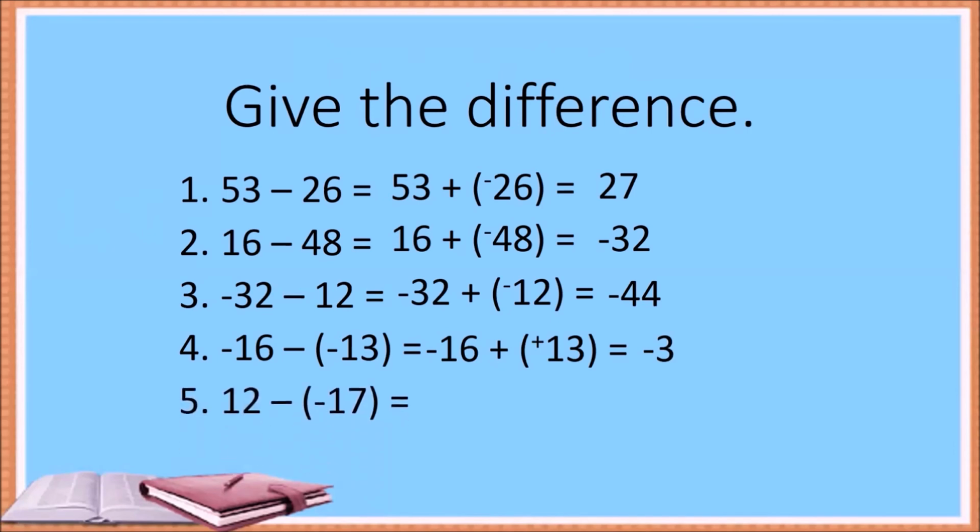Number 5, 12 minus negative 17. So, from this, kopyahin ang 12. At yung minus naging plus. Negative 17 ay positive 17. So, 12 plus 17 is equal to 29.